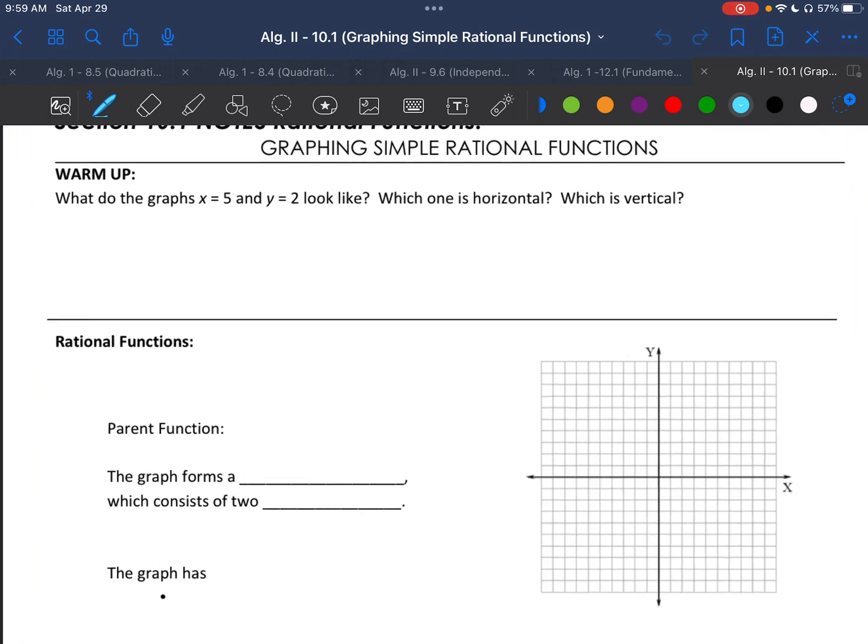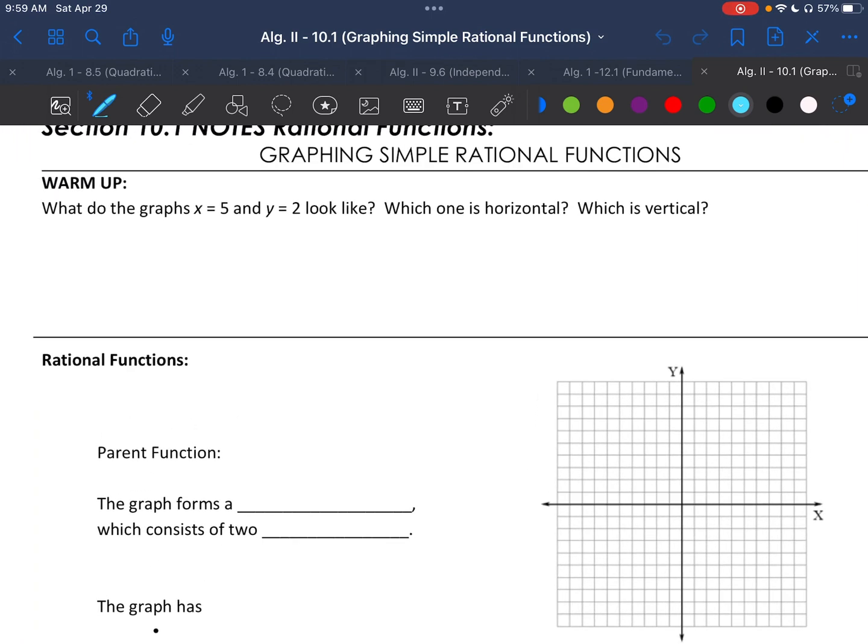So to warm up, we want to know what the graphs of x equals 5 and y equals 2 look like. One is horizontal and one is vertical, but which one's which? Well, x equals 5 means the x value is never changing. So it's never going left and right. Instead, it's just going up and down, so it's vertical. Meanwhile, y equals 2 means y is always 2. It's never going up and down. It's just going left to right, meaning it is horizontal.